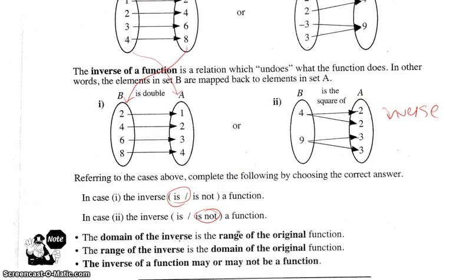Now you'll notice that to find the inverse, we switched the elements around, the domain and range. So the domain of the inverse is the same as the range of the original, and vice versa: the range of the inverse is the same as the domain of the original. The inverse may or may not be a function. There's no guarantee there. As you can see in the second one, it turned out to be not a function, even though the original was a function. We are going to skip to the next page.